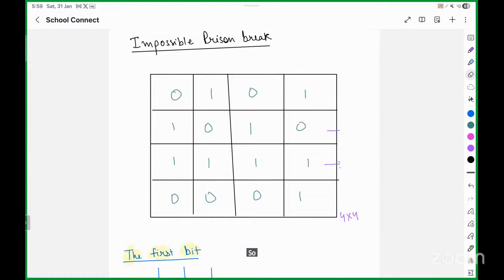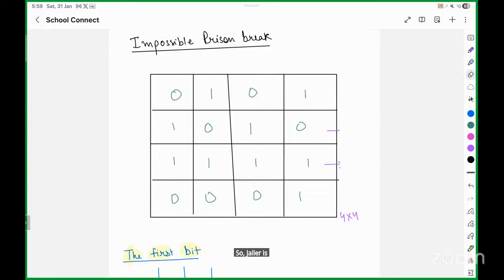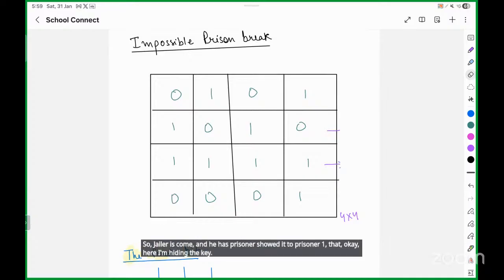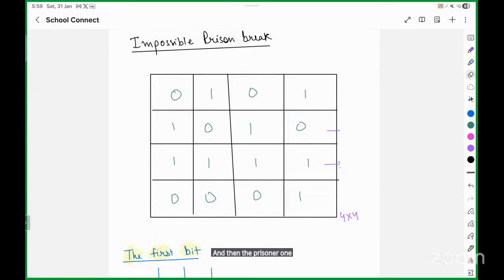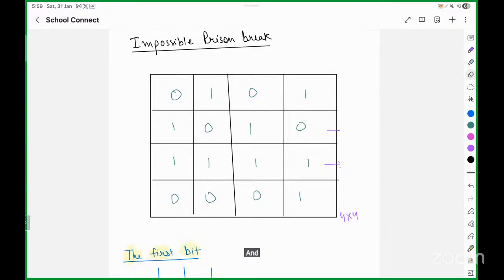So the jailer will come, and okay, let me start from here and explain this again because this has become a little confusing. The jailer comes and shows prisoner one that he is hiding the key. Then prisoner one can only flip one of the cases here, either 1 to 0 or 0 to 1, and somehow tell prisoner 2 where the key is hiding, and if he can find the key then they can escape from here.